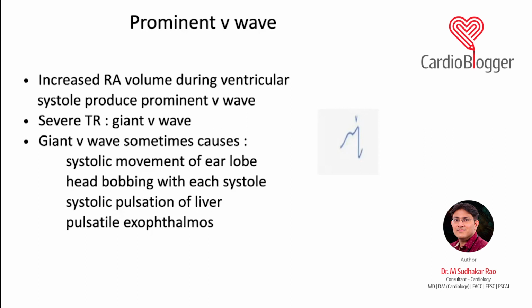So severe TR is one of the important causes of a giant V wave, and as I already discussed, you will get systolic movement of the earlobe, head bobbing movement, systolic pulsation of the liver, and pulsatile exophthalmos.